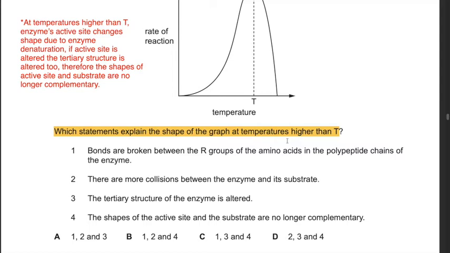Let's look at 3. The tertiary structure of the enzyme is altered. Yes, that is correct, because bonds between the R groups being broken leads to the tertiary structure being altered. Therefore, 3 is correct. 4. The shapes of the active site and substrate are no longer complementary. That is also correct. Due to enzyme denaturation, the active site of the enzyme changes shape. If the active site changes shape, the substrate is no longer complementary in nature to fit with the active site. Therefore, the best possible answer being C, 1, 3 and 4.